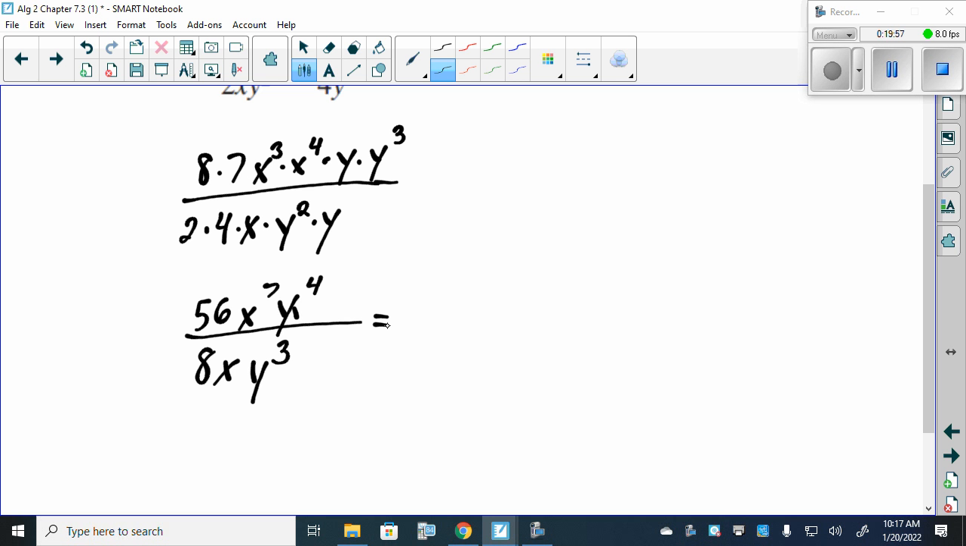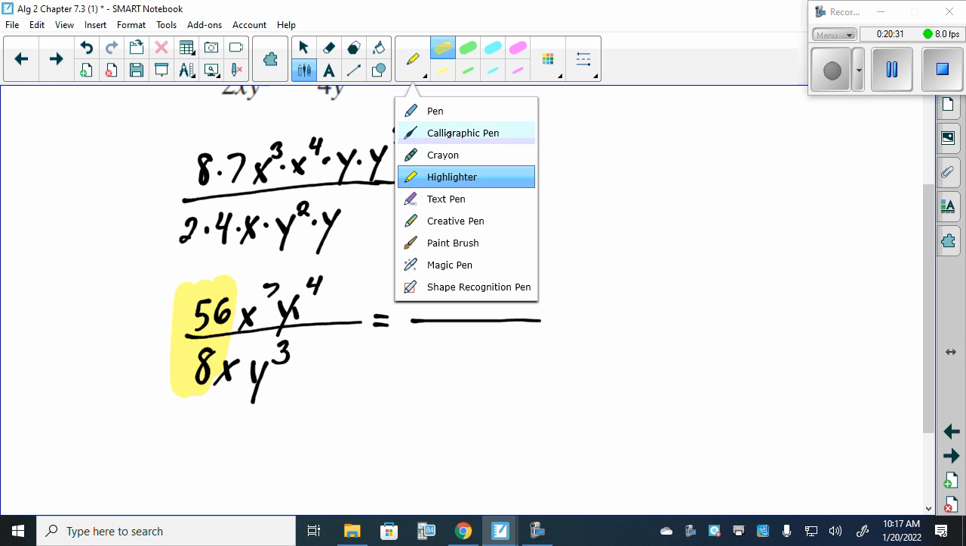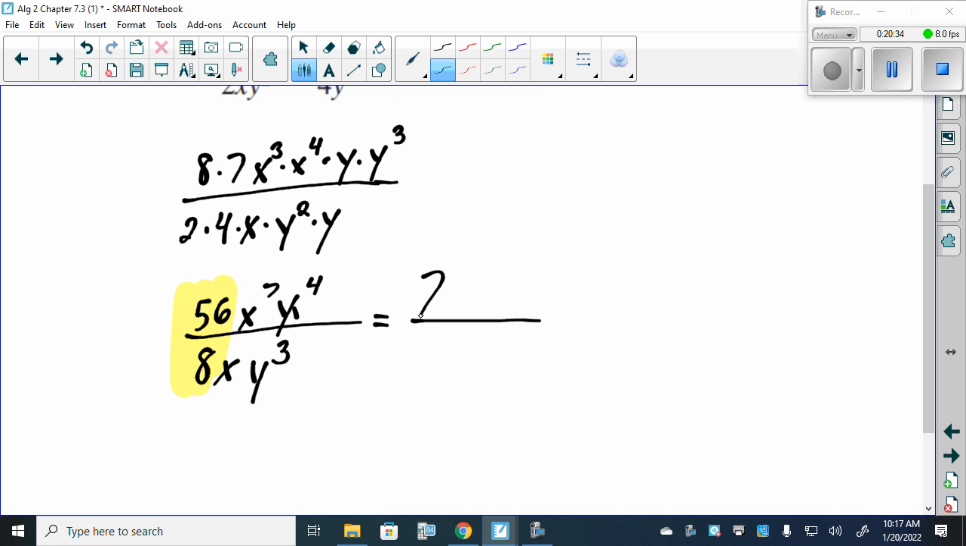We definitely have things in common on top and bottom, because 56 and 8 have a common factor of 8. Especially if these numbers get bigger, in the calculator we can do 56 over 8. The calculator will simplify that. It won't simplify the variables, but it will simplify that number. 56 divided by 8 works out to be 7, and it would be on top.